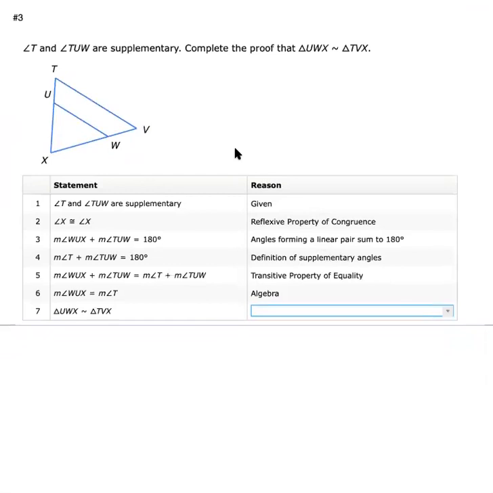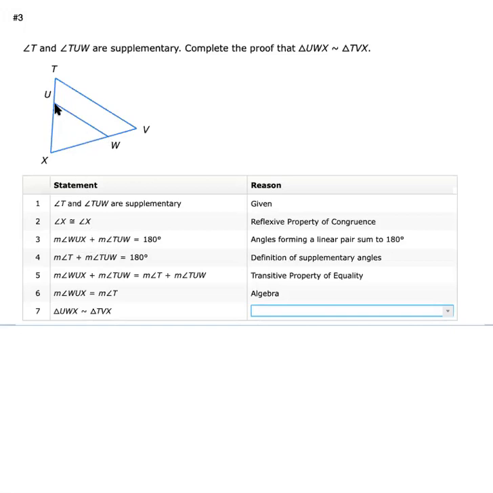So my next one here, there's a little bit more. Angle T and TUW are supplementary. Complete the proof that triangle UWX is similar to TVX. All right, so the first one's always our given, so we're going to repeat that right there. Reflexive property: X is going to be equal to, or congruent to, X because they both share that. So this triangle here and this triangle here, they both share X right there. It's going to be the same.